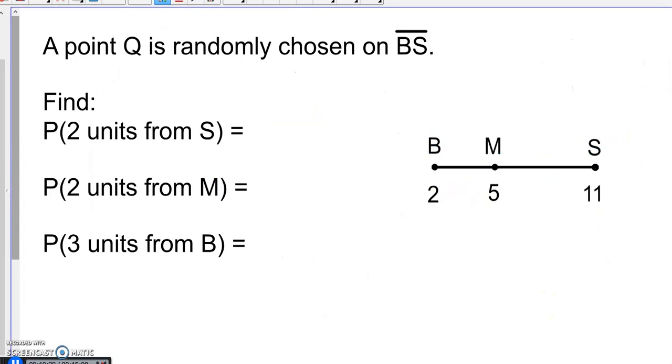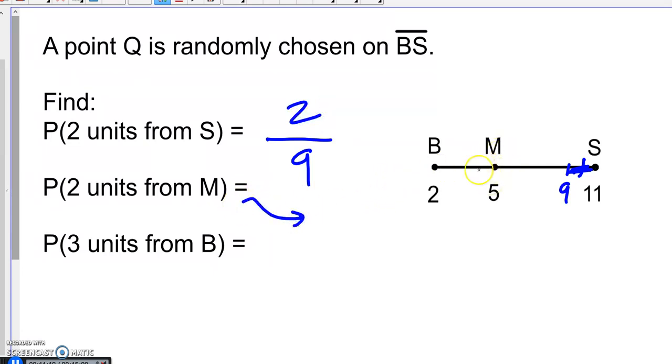Okay, let's look at one more problem here. It says a point Q is randomly chosen on segment BS. Okay, so we're not talking about area anymore because we're just talking about a segment, but instead of our bottom being total area, it can be total distance. So the total distance from B to S is 9. They want to know the probability that the point we pick is 2 units from S. Well, this is 2. The whole segment's 9, so our probability is 2/9.